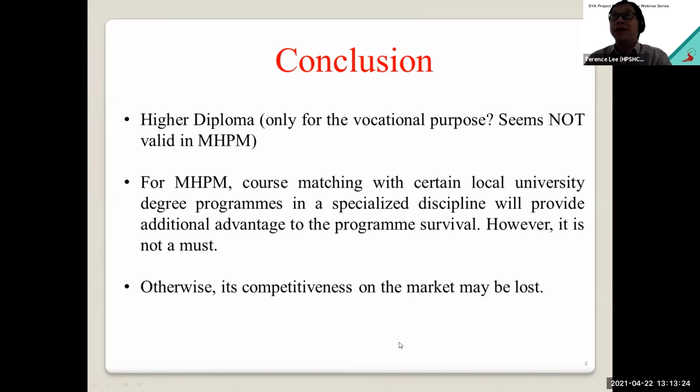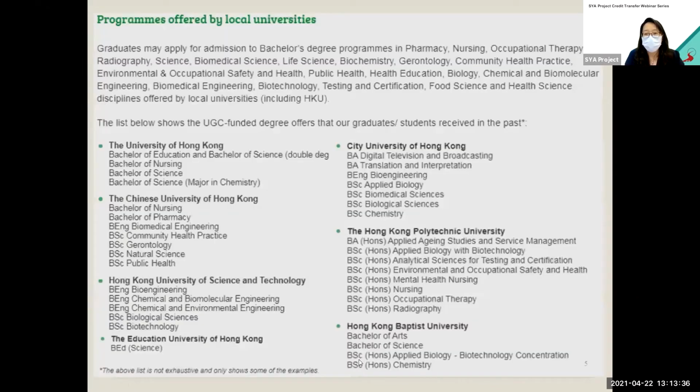And the higher diploma actually is from the UK, right? We had the higher diploma a long time ago in Hong Kong Polytechnic and Hong Kong Technical College, right? It is from the UK. Okay, thank you. Okay, thank you very much, Terrance.